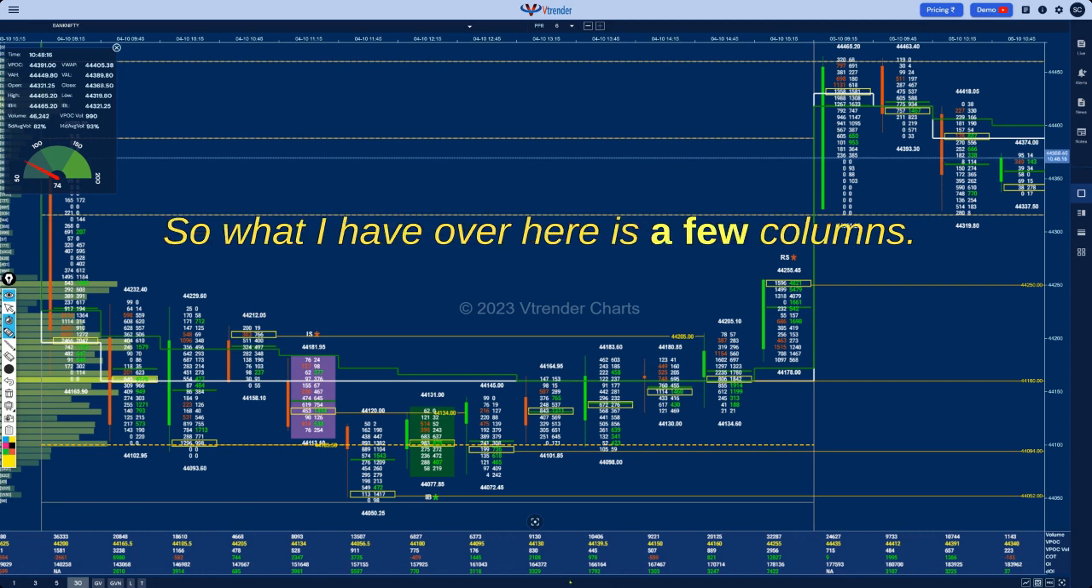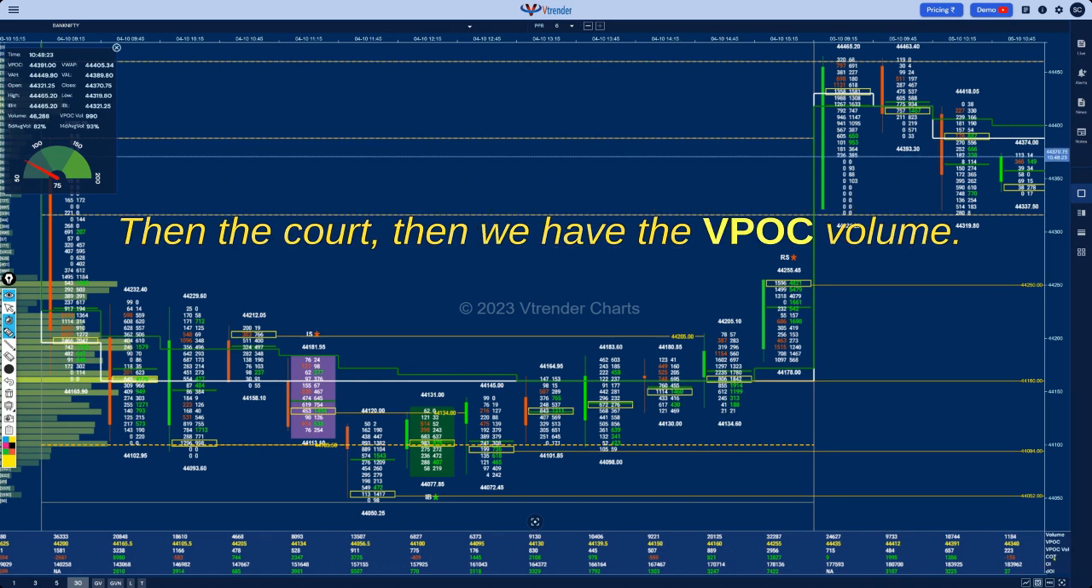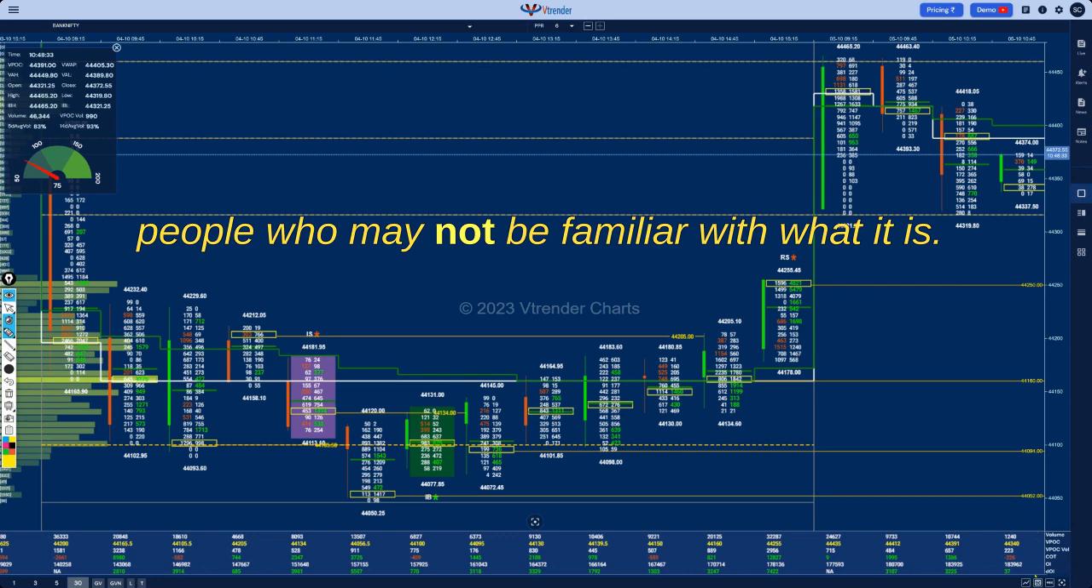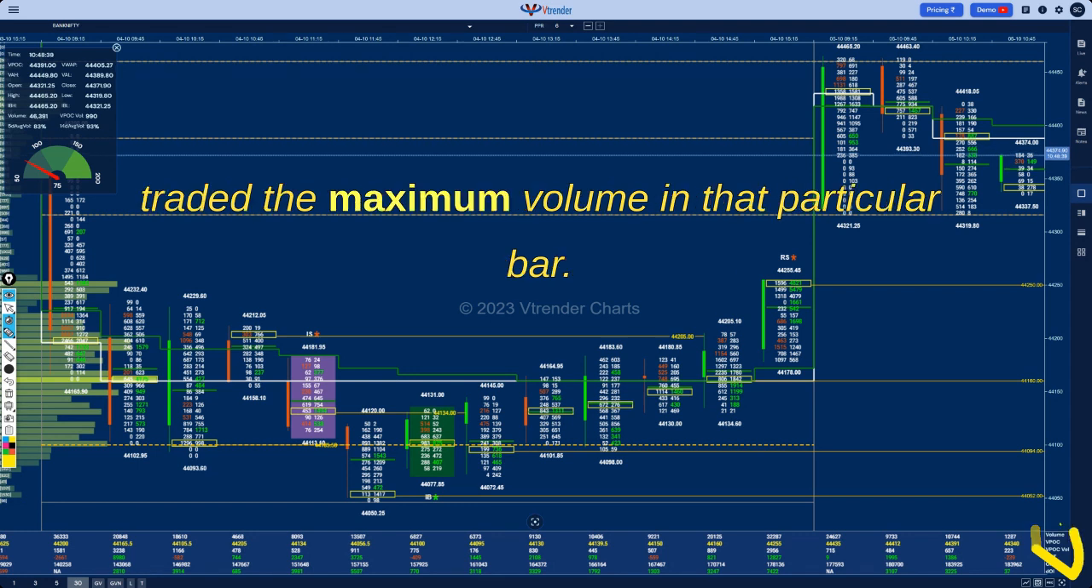So what I have here are a few columns. I have the OI at the extreme bottom, the DOI, then the COT, then we have the VPOC volume. Let me quickly explain what VPOC is for people who may not be familiar with it. The VPOC represents the zone where the market traded the maximum volume in that particular bar.